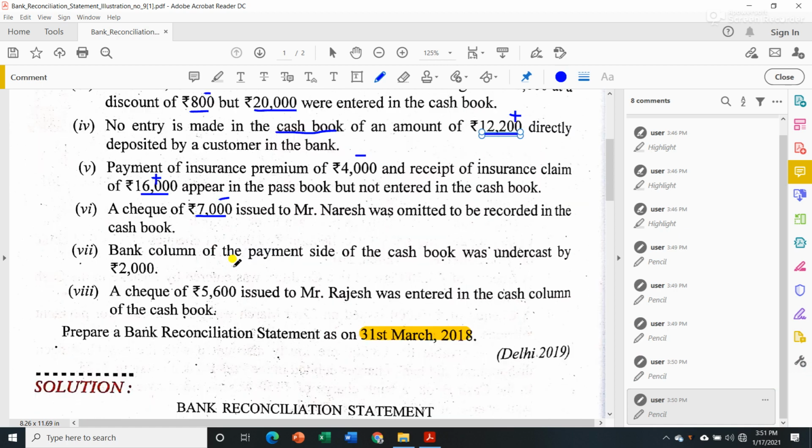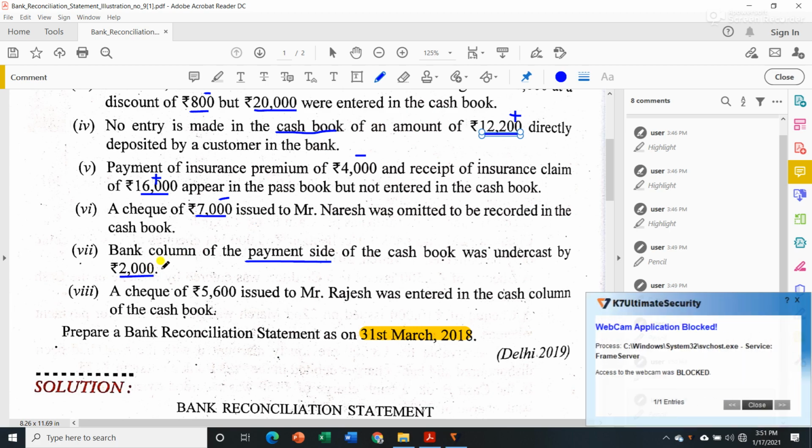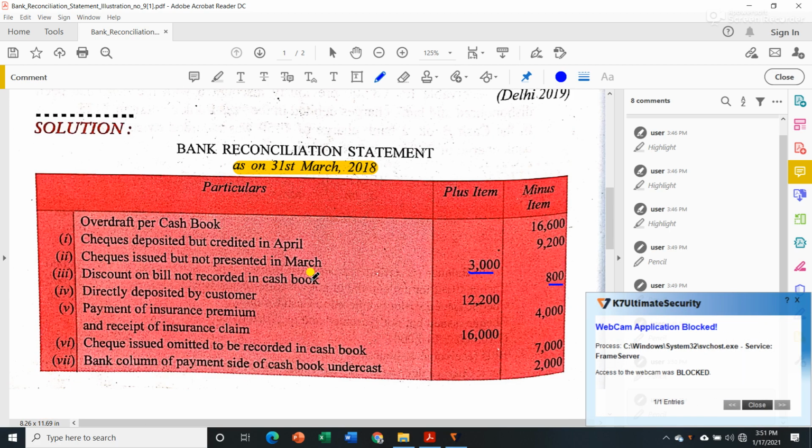Okay, the next, the bank column of the payment side of the cash book was undercast by 2,000. In the cash book we have two sides, debit side and credit side. Credit side is nothing but the payment side, and in that payment side our bank column is missing this 2,000. That means we actually paid 2,000 but it was not recorded in the cash book, so we will just write it down in the minus column.